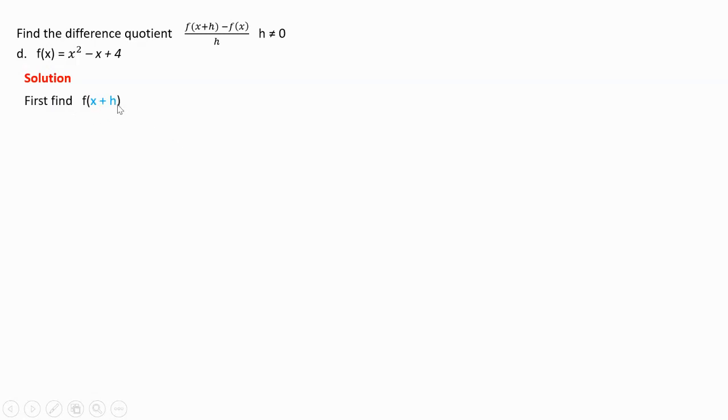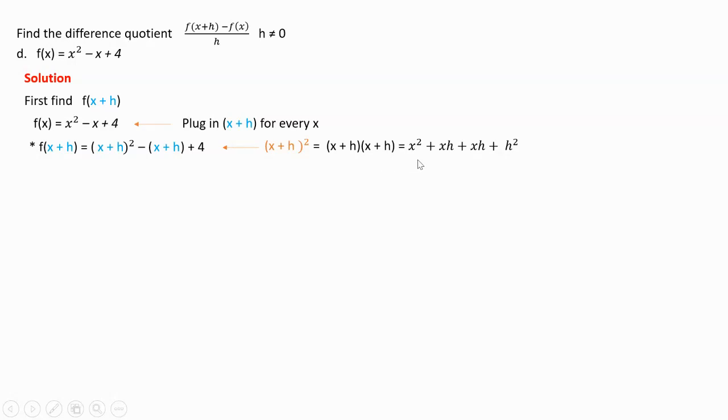So first, find f of x plus h. And again, we're going to plug in x plus h for every x. So (x plus h) squared, right? I'm going to do it here on the right side again, like before. There's going to be x squared plus 2xh plus h squared. And then minus (x plus h) plus 4. So then it's going to be x squared plus 2xh plus h squared. Negative times positive x will give us negative x. Negative times positive h will give us negative h, plus 4.